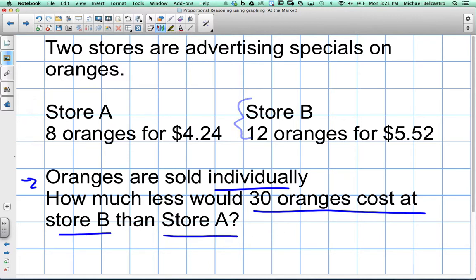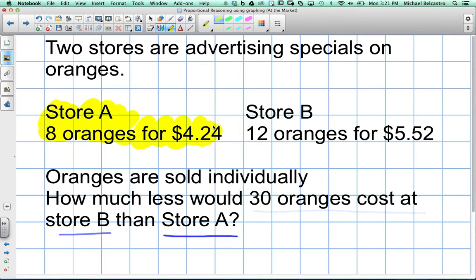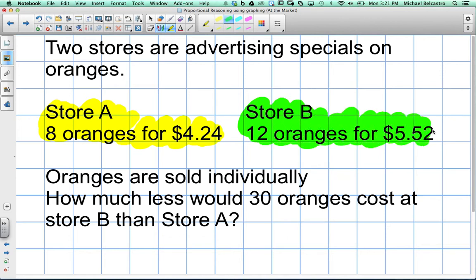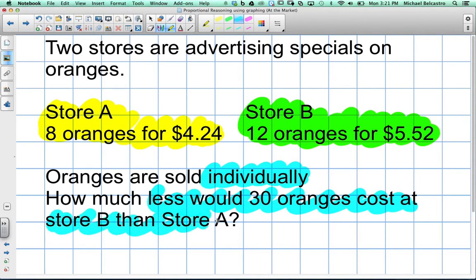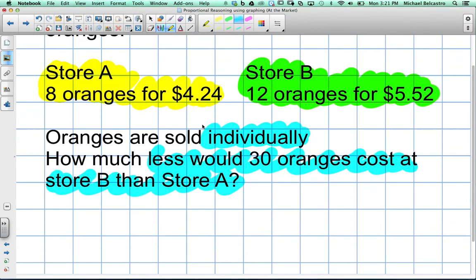Okay, what's important? The two stores are advertising specials. Okay, we got that. Store A, highlighted in yellow. Store B, we can highlight in green. These are their prices for their oranges. Oranges are sold individually, which is important. And how much less would 30 oranges cost at store B than store A? Okay, so when we have all this important information, we want to be setting up a unit rate, which would be very helpful for this.